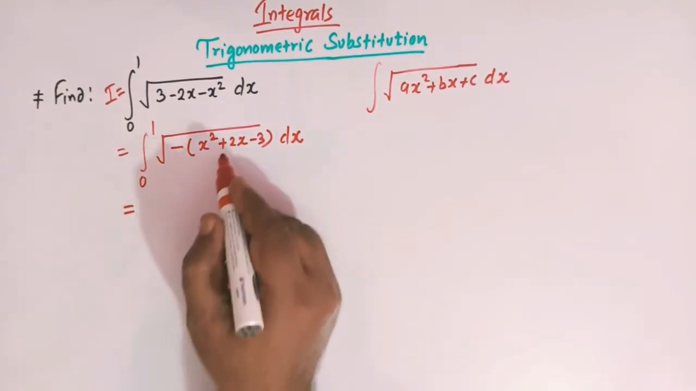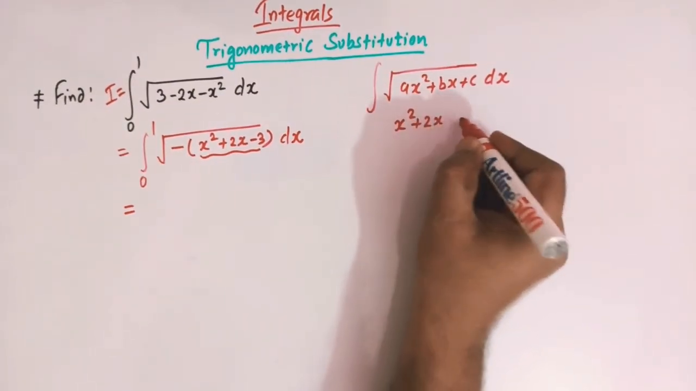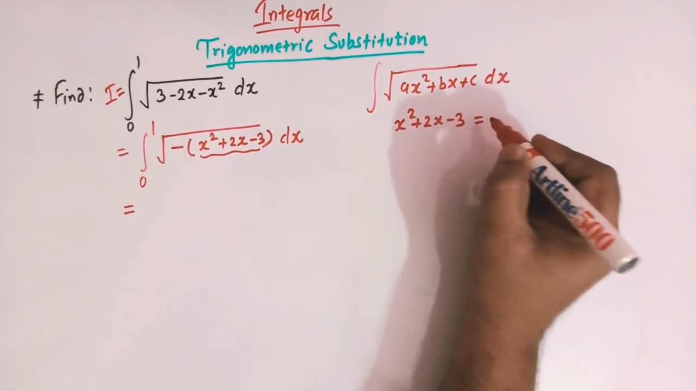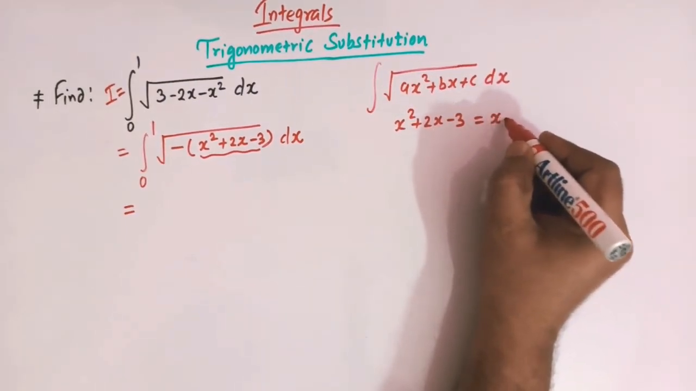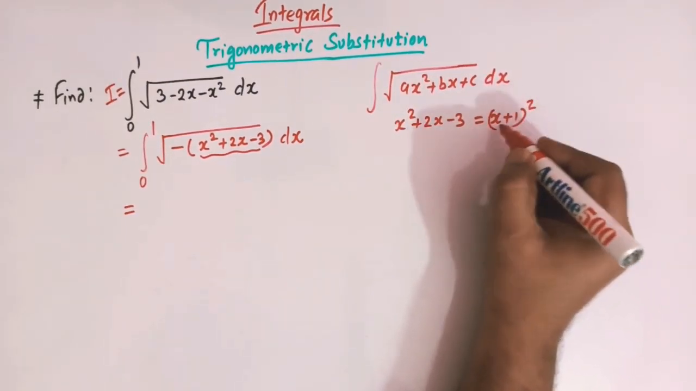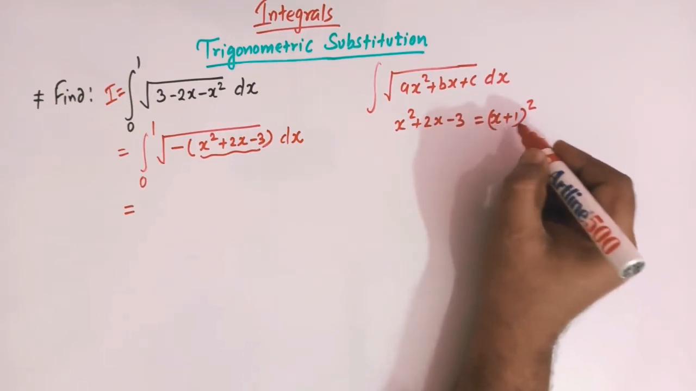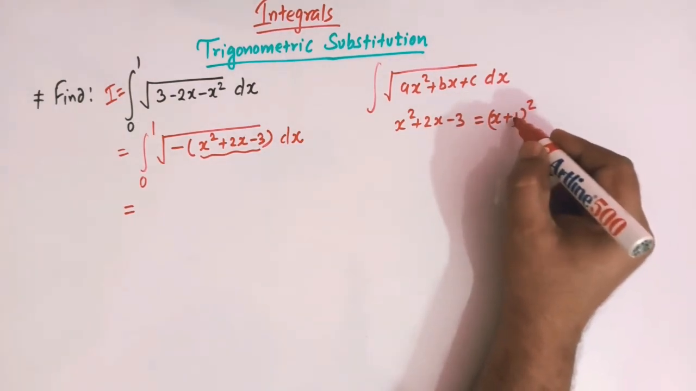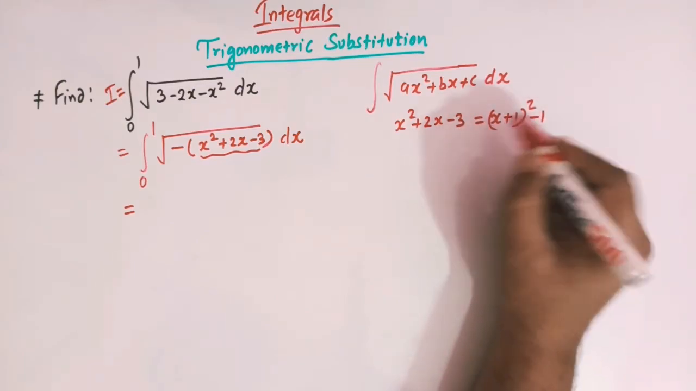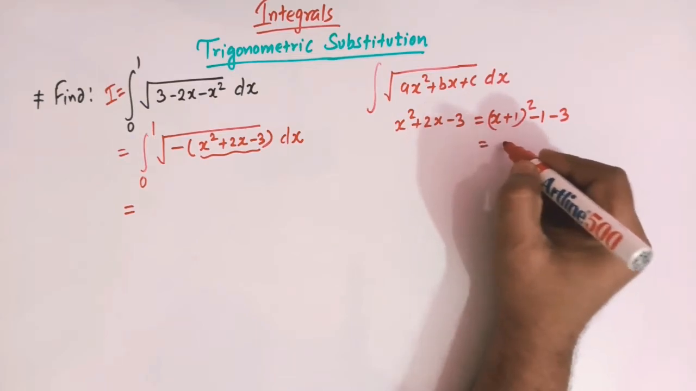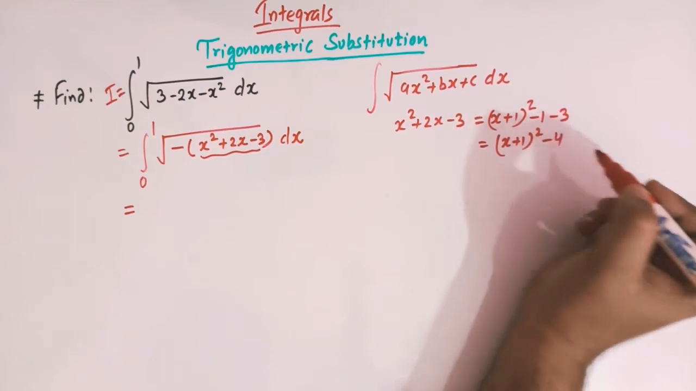Now we'll take this quadratic expression, that is x square plus 2x minus 3, and we can see here we have x square plus 2x, right? So this can be written as x plus 1 whole square. So we'll have x square, then the 2ab term, that is 2x, and then we have 1 square, that is 1, right? So we'll eliminate it by writing negative 1 here, and here we have negative 3, right? So we have x plus 1 whole square, and here we have minus 4, right?